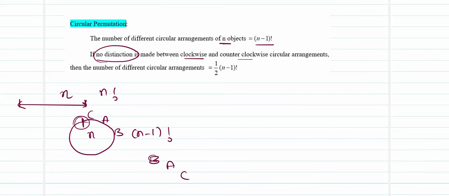So what happens over here? One moves clockwise, the other moves anti-clockwise. So the elements are in the position C, A, B, but over here the elements are positioned the other way around. If there is no distinction, both of them are the same, because A has the neighbor B here and C here. Again here also A has the neighbor B here and C here. So if no distinctions are made, then the number of arrangements will be n minus 1 factorial divided by 2.